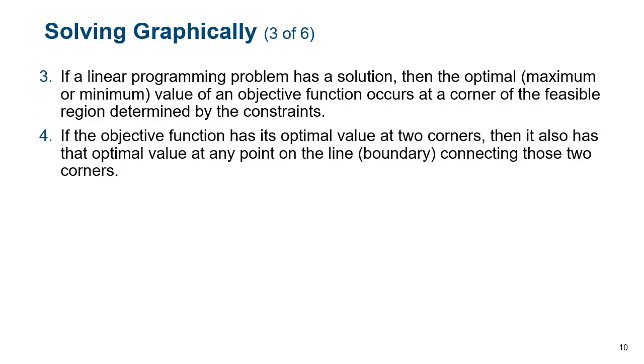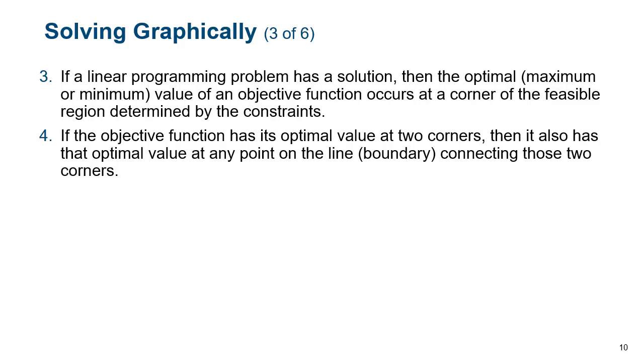If your linear programming problem has a solution, then that optimal value, that minimum or the maximum value of the objective function, always occurs at one of the corners of the feasible region that is determined by the constraints. So that's what I was talking about before, where we know those critical values, is what I call them, the things that make your objective function a max or a minimum, always occur at the corners where things intersect.